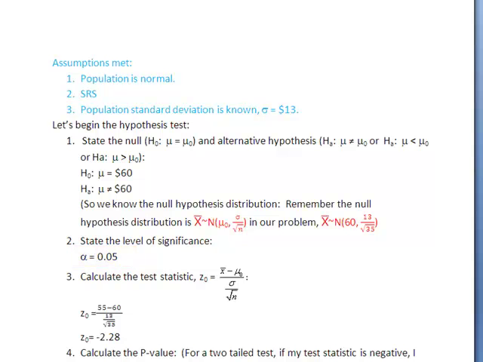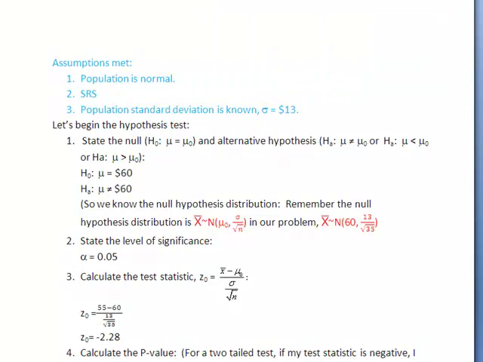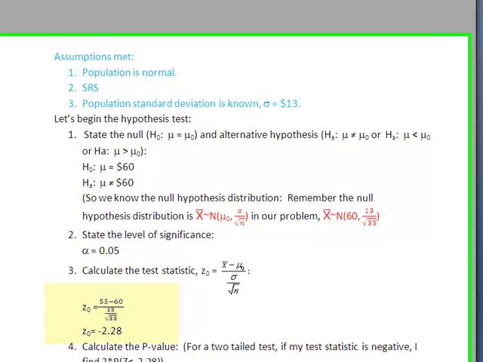The next step is to calculate the test statistic. Now remember what the test statistic is. It's how many standard deviations our sample mean is in the null hypothesis distribution. So we are going to say x bar, which was 55 in our sample, minus the 60, because that's the mean in our null hypothesis distribution, divided by the population standard deviation divided by the square root of n. That's our standard error. So that's going to be 13 divided by the square root of 35, giving us a test statistic of negative 2.28.